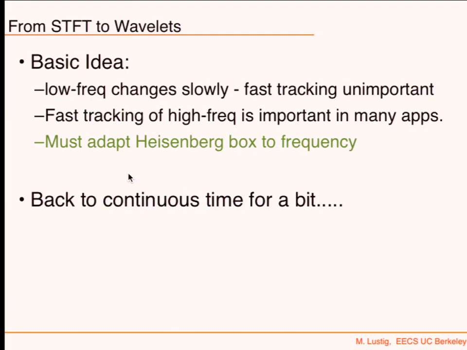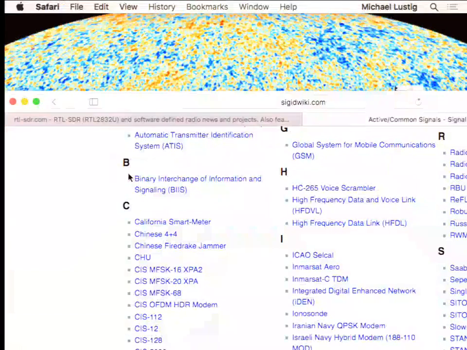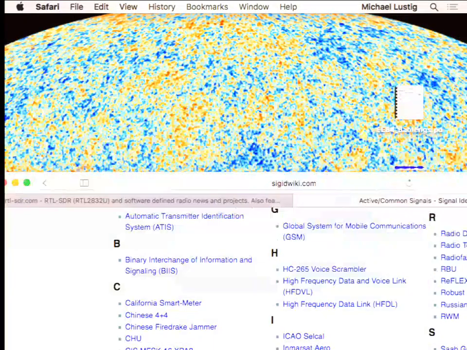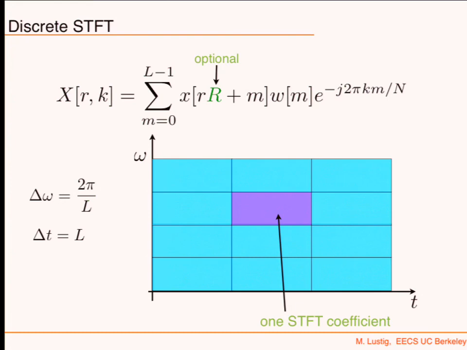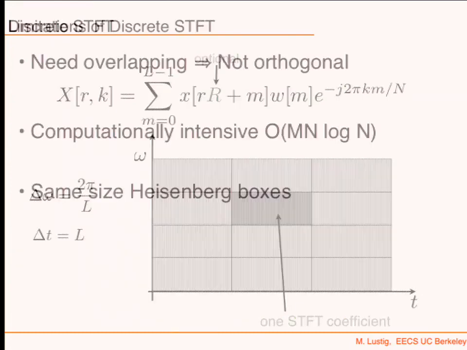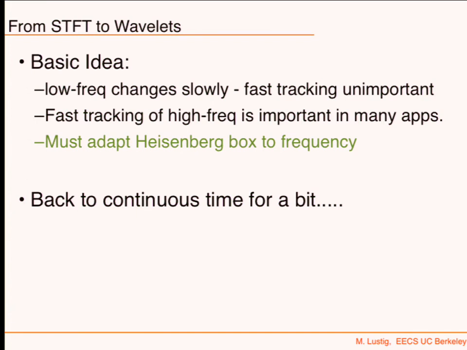Okay. So how do I do that? In some way, I need to adapt those Heisenberg boxes to the frequency. So different frequencies should have different box sizes. Again, there's always going to be a trade-off, right? If I have better resolution in one dimension, it's going to hit me in the other one. So, short-time Fourier transform. That's the basic idea.